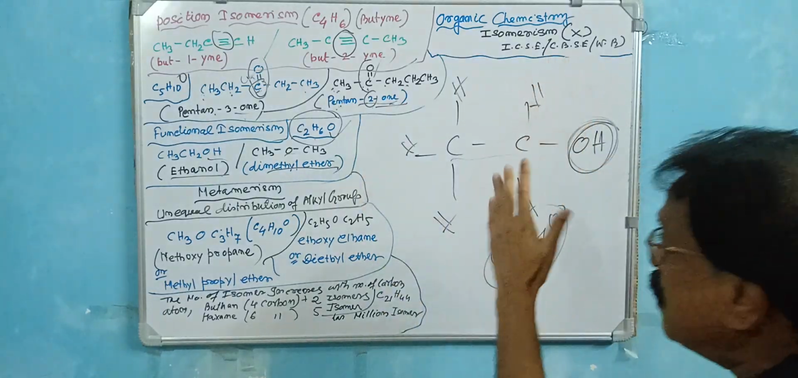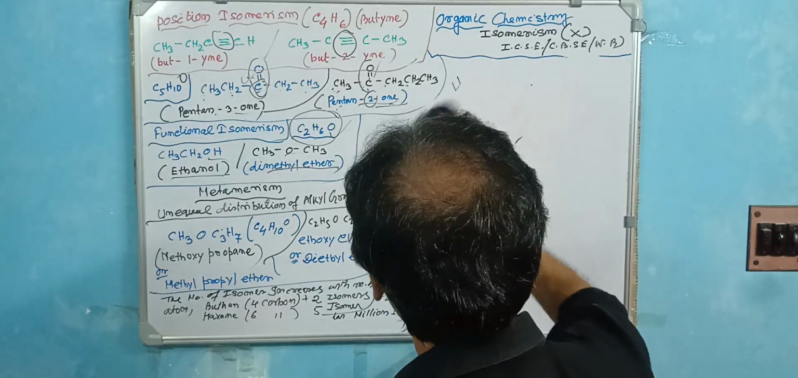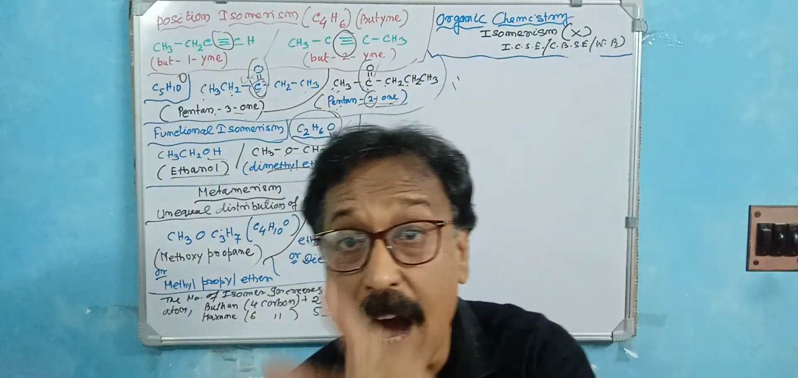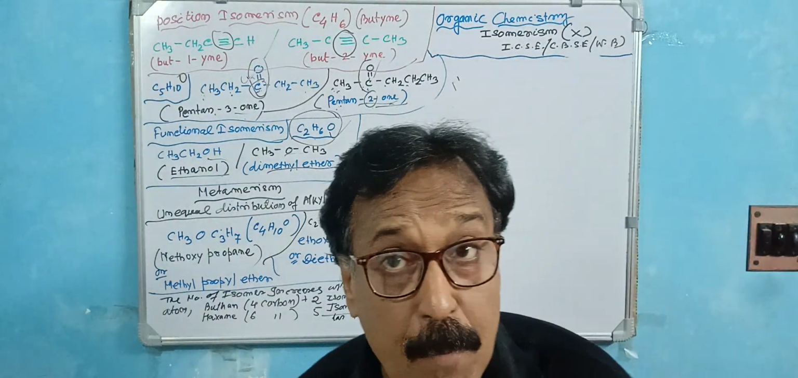But with the same molecular formula, a different structure is possible. The same molecular formula, a different structure. That is the beauty of organic chemistry, the beauty of isomers. For that reason, millions of organic compounds are formed.